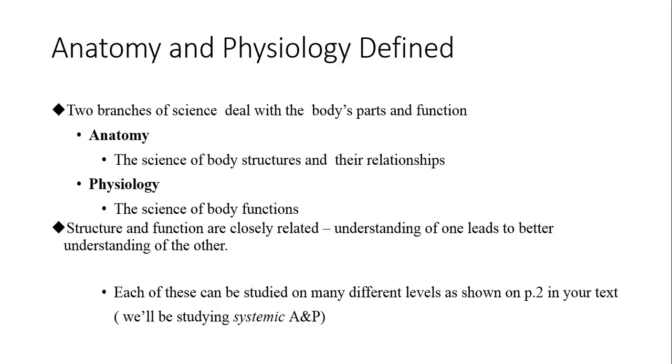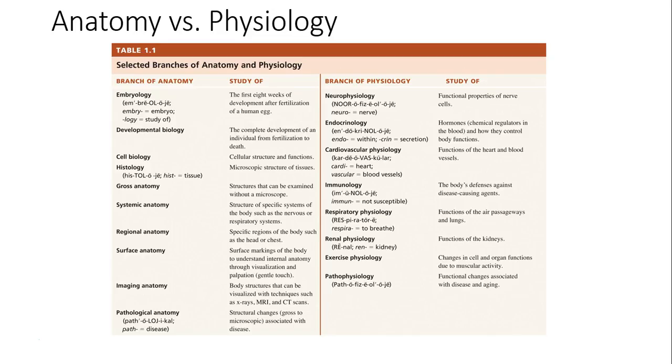Each of these can be studied on many different levels, as shown on page 2 in your textbook. And the approach that we're taking is systemic anatomy and physiology, where we study the body structures system by system. And this is the table from your textbook, and you can see on the left all the different levels that you can study anatomy.